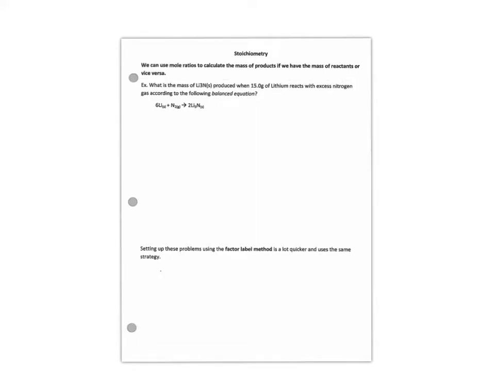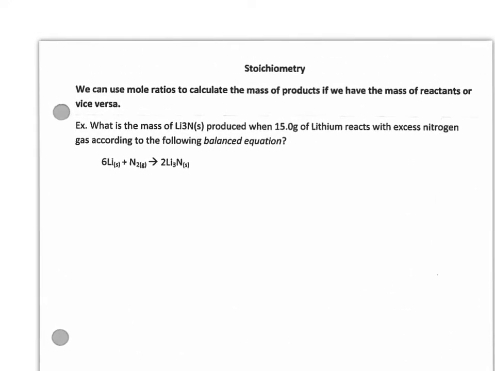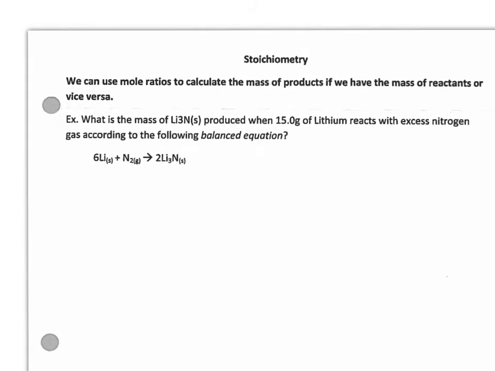So we're going to start with the example right here, and I'm going to show you the way that is not using the factor label method first. So we're going to determine what the mass of lithium nitride is that is produced when 15 grams of lithium reacts with excess nitrogen gas according to this balanced chemical equation.